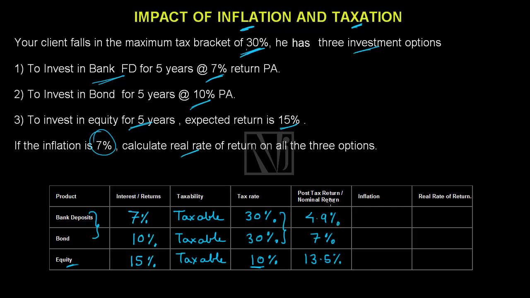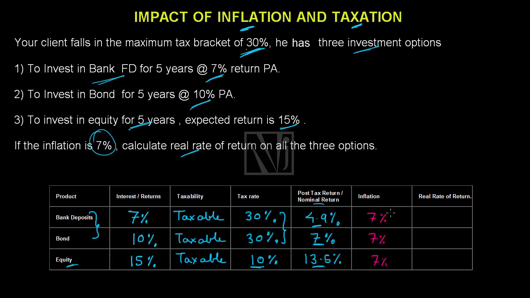The post-tax return or nominal return in case of bank deposit will be 4.9%. That is 7% minus 30% of 7%. Similarly, in case of bond will be 7% and in case of equity will be 13.5%.